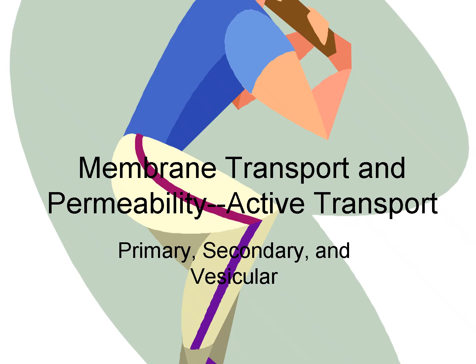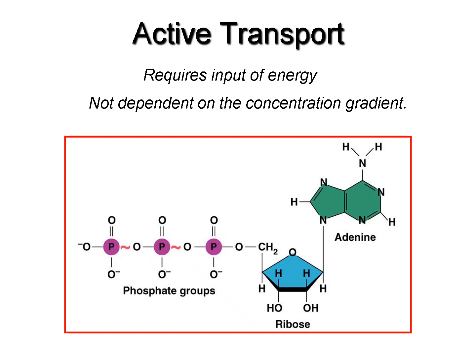For example, sometimes cells must move solutes across the plasma membrane against their concentration gradient. This is analogous to pushing a car uphill. In this series, we will study the primary types of active transport: primary, secondary, and vesicular. There are two major mechanisms of active membrane transport: active transport and vesicular transport.